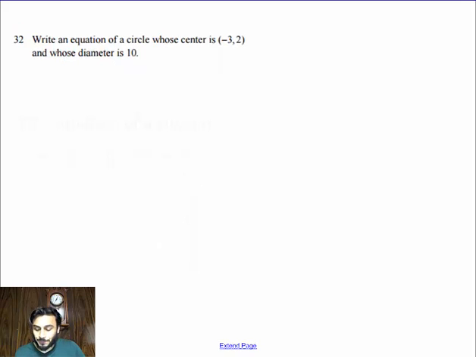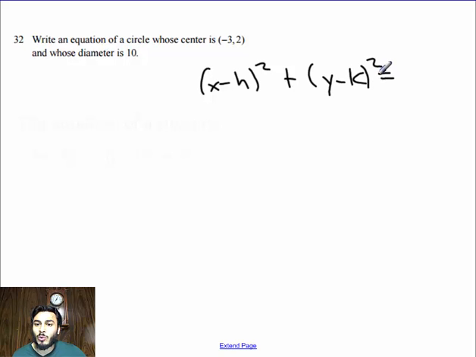Number 32. We've already been over the standard equation of a circle. It's (x minus h) squared plus (y minus k) squared equals r squared. So h and k is the x and y coordinate of the center, and then the radius is 5 because the diameter is 10, so they kind of try to get you there with that.